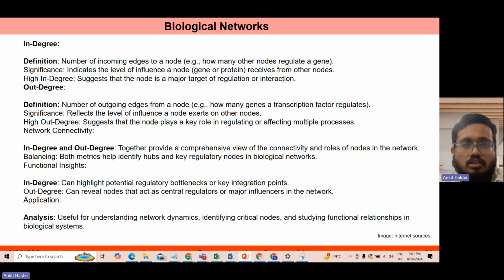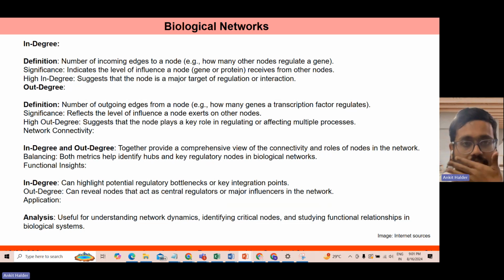Now, I just wanted to give you a brief idea about the molecular network graphs that you see, and some of the meanings of those particular things like in-degree, out-degree, and centrality. Among which, in-degree is the number of incoming edges for a node. How many nodes are there that regulate a gene?